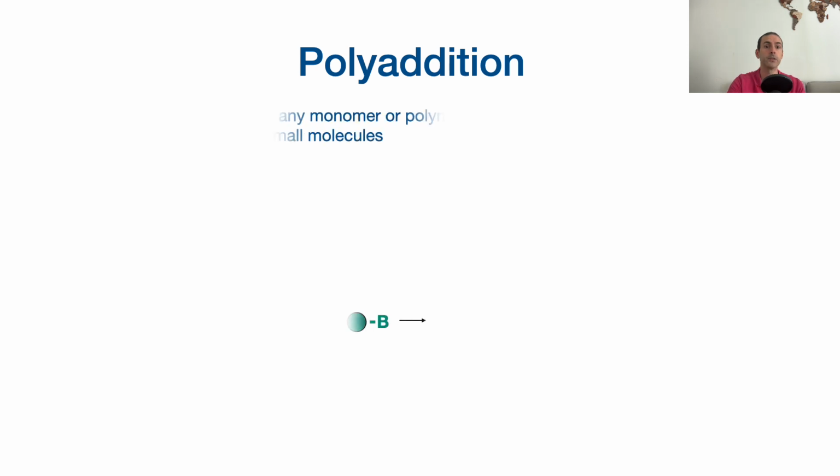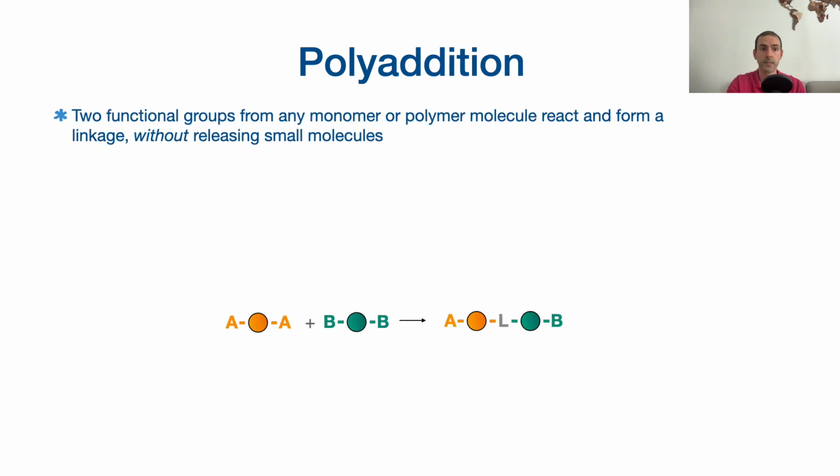So this was polycondensation. Now let us look at polyadditions. This is the other main subcategory of step growth polymerizations, and these are not at equilibrium. So we have again two functional groups that react and form a linkage without releasing small molecules. Then again, we need some A and B groups. As we said before, this is the same principle. It's still step growth. And they will form an L group.